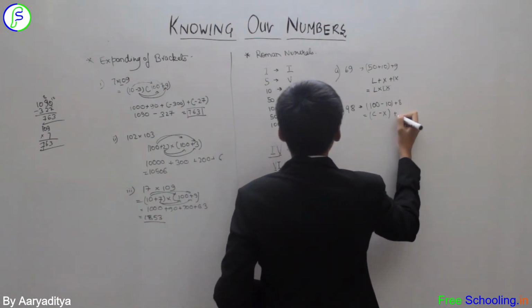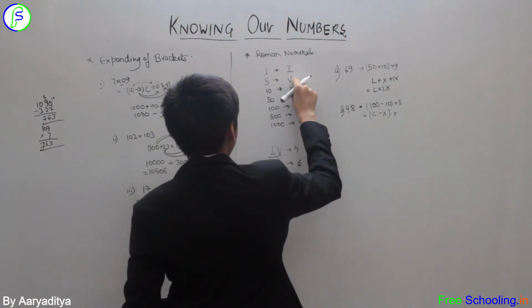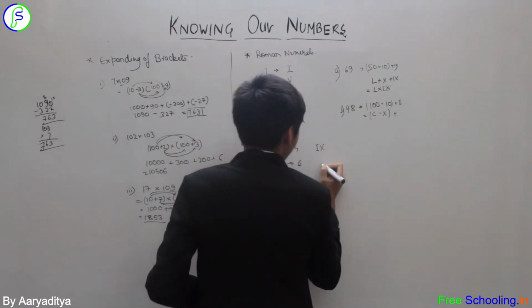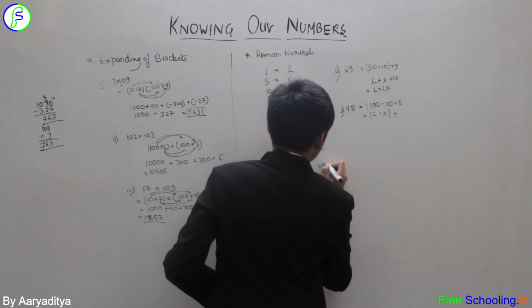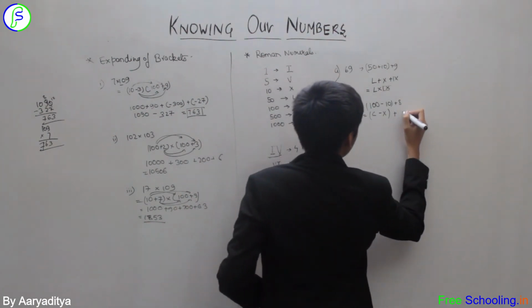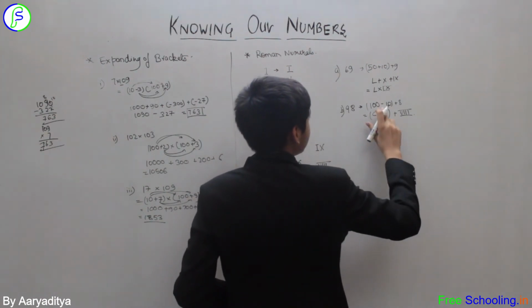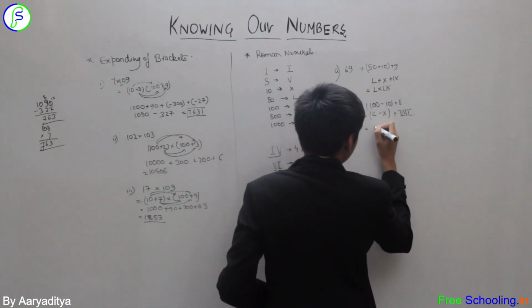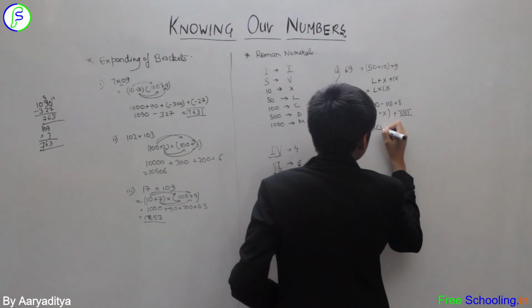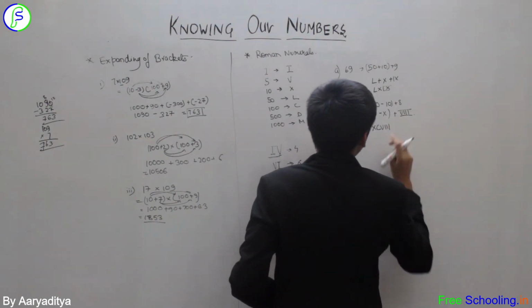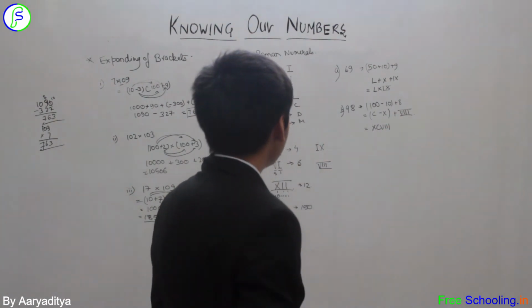Okay, and plus 8. How do we form 8? 5 plus 6 plus 7 plus 8. So 8 is represented like this, VIII. And as 10 is subtracted from 100, so it would be like this: X, C, V, I, I, I. So this is how we represent it.